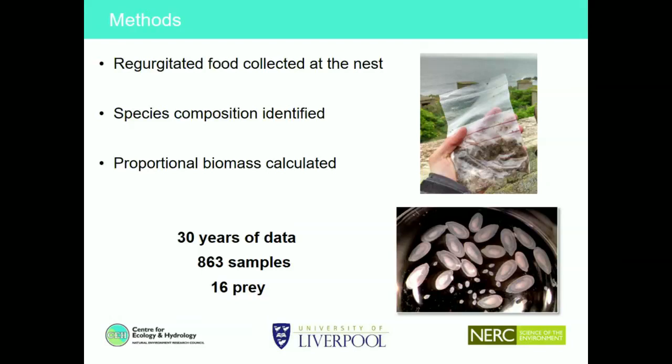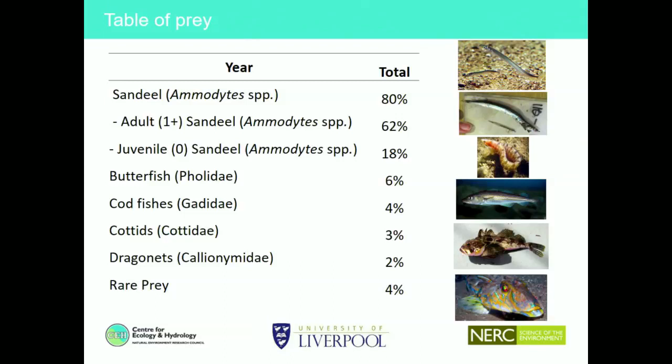So this is just a summary of the diet over the 30 years. Sand eel is the most abundant, 80% of samples, but actually the sand eel comprises two different age classes. We've got the adult sand eel, so these are ones that are born in previous years and affected by previous year's conditions, presumably. And then juvenile sand eel, that are born in the current year. So they hatch in February and then become sort of adult fish around middle summer. And then there's a range of other fish which are far less prevalent in the diet.